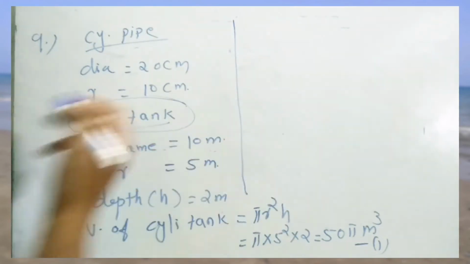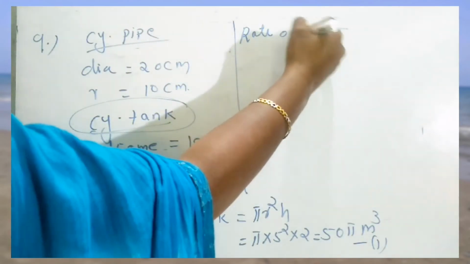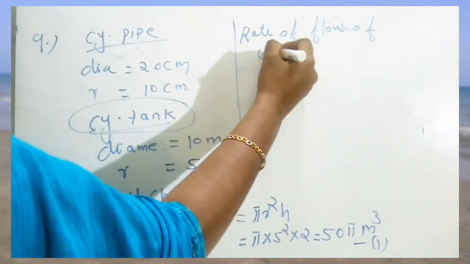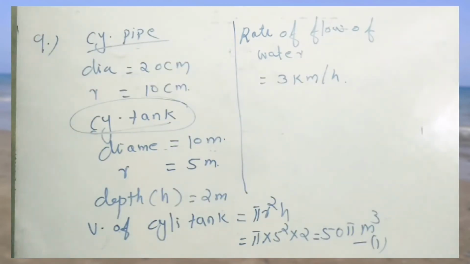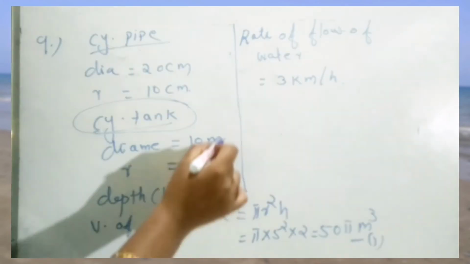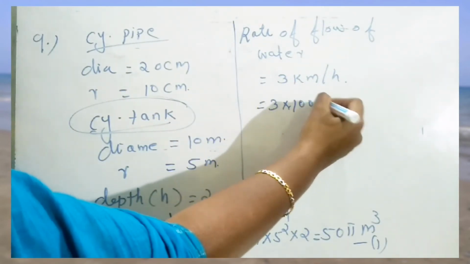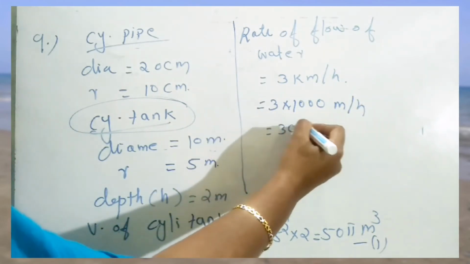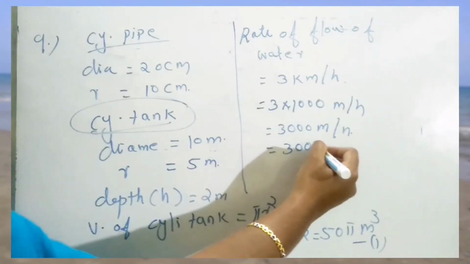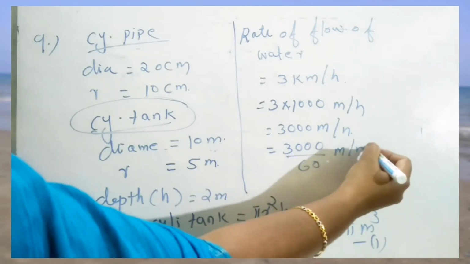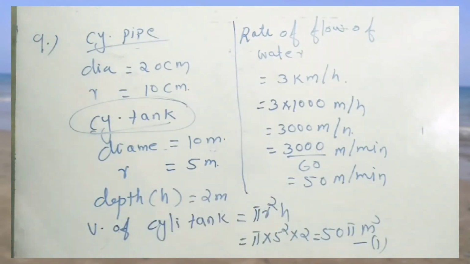Now one more piece of information is given in the question, that is the rate of flow of water. It is equal to 3 km per hour. First we are going to convert this kilometer into meter, because the other information is given in meter. So that is 3 into 1000 meter per hour, that is 3000 meter per hour. Now we convert it into minutes: 3000 divided by 60 meter per minute, which is equal to 50 meter per minute.